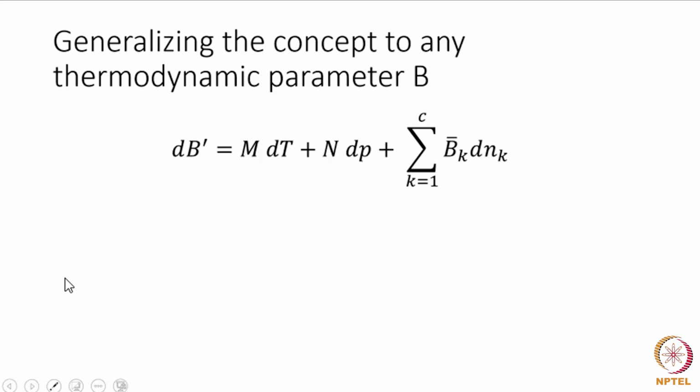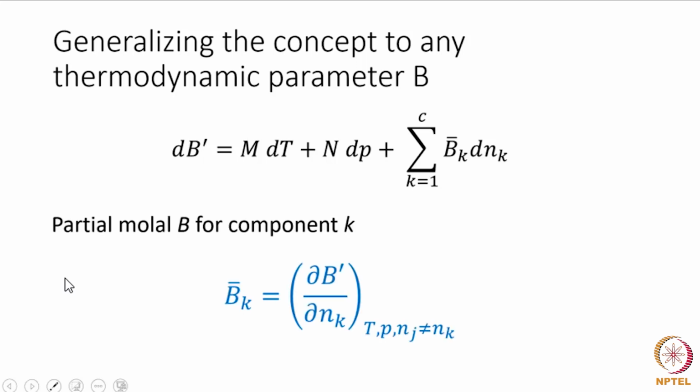dB prime is equal to m into dT plus n into dP plus sigma over all the constituents 1 to c of B bar k dnk, which means that the partial molar B for component K is then defined as follows. You can see from here it is defined as the partial derivative of the extensive variable B prime with respect to the number of moles of K, keeping temperature and pressure constant and all other numbers of moles also constant.